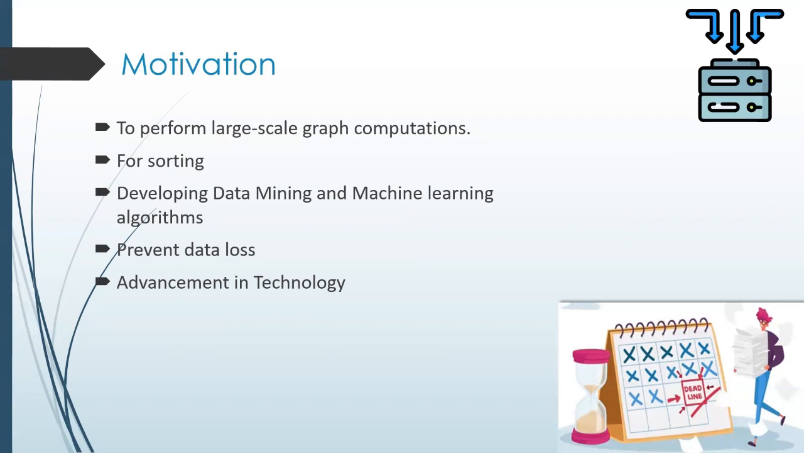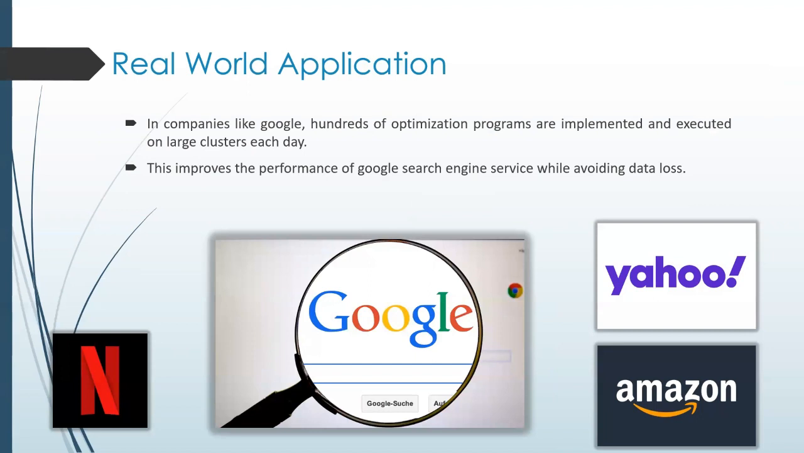What are the real world applications of this data? So, in companies like Google, hundreds of optimization programs are implemented and executed on large clusters each day. This improves the performance of Google's search engine service while avoiding data loss. Not only Google, other companies such as Amazon, Yahoo, and Bing also use large scale data analysis.